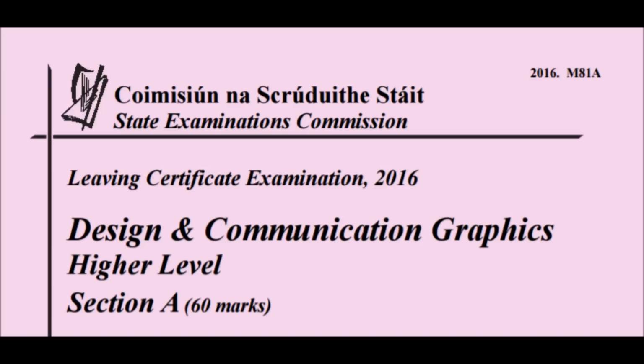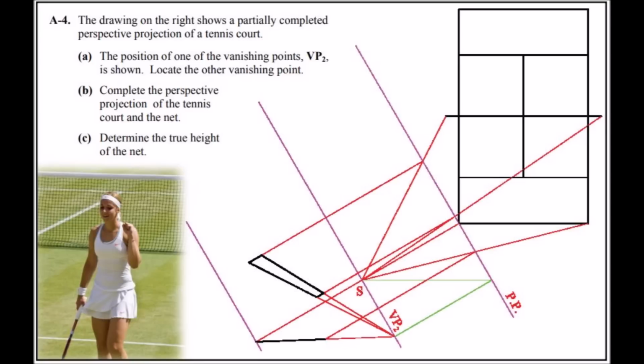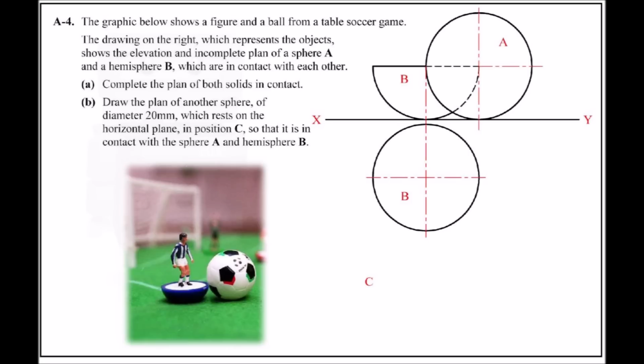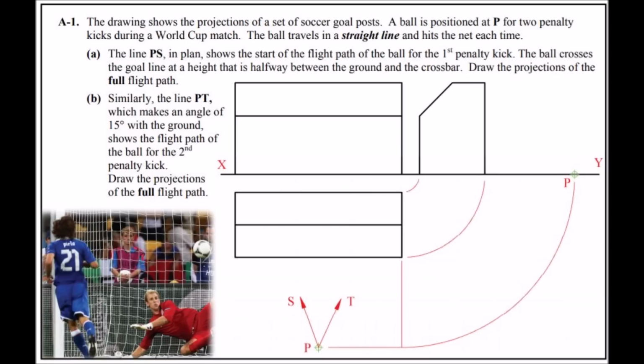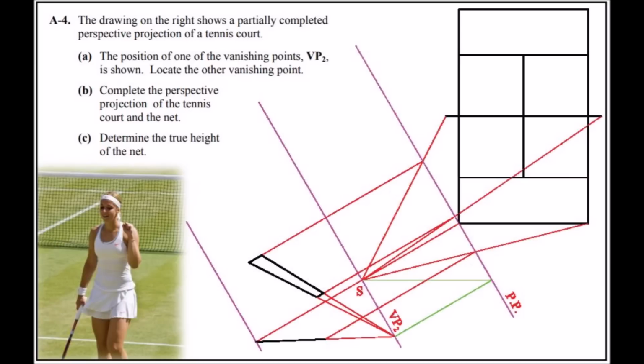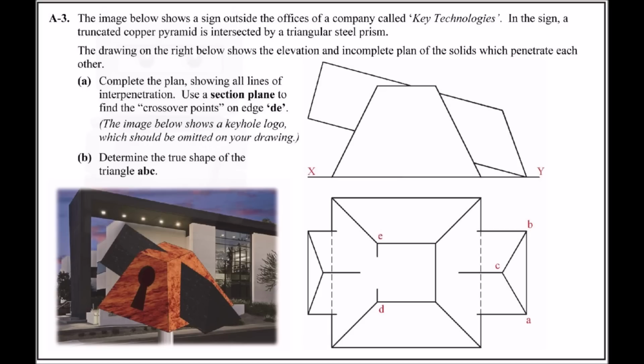So let's start off with Section A. Now in Section A, the topics I'm looking at are perspective, intersection of solids, solids in contact, and possibly a projection systems question, like an orthographic projection system. So what I mean by that is, perspective and intersection of solids, straightforward enough. We haven't seen them in a while, so it's a possibility that they might come up in Section A.